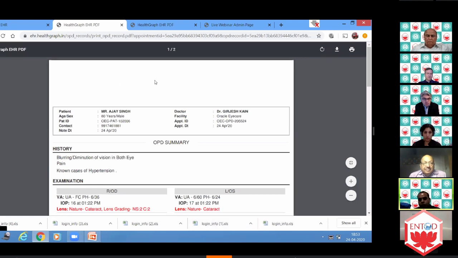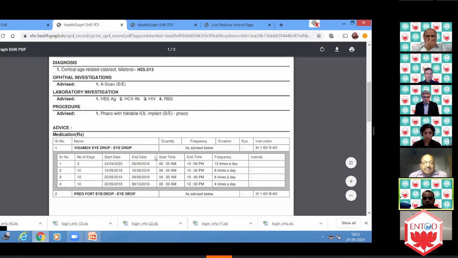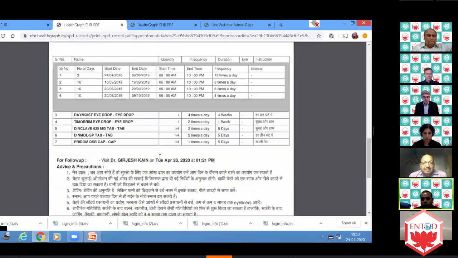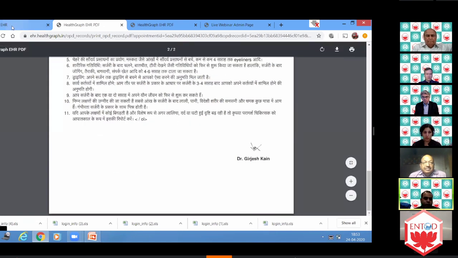This is the space for your hospital name and logo. This is the name, age, mobile number, and the patient's unique ID. This is the history, examination, and diagnosis along with the ICD code, then the ophthalmic investigations you advised and the laboratory investigations. It's the drops, whether you give a drop along with a taper form, and this is the follow-up appointment, the instructions given, and your signature.